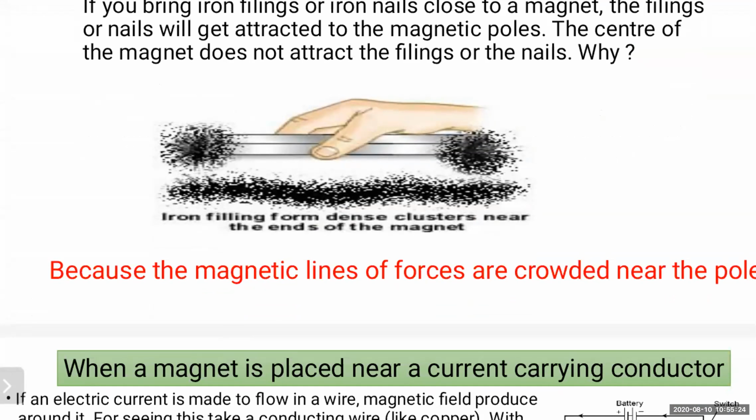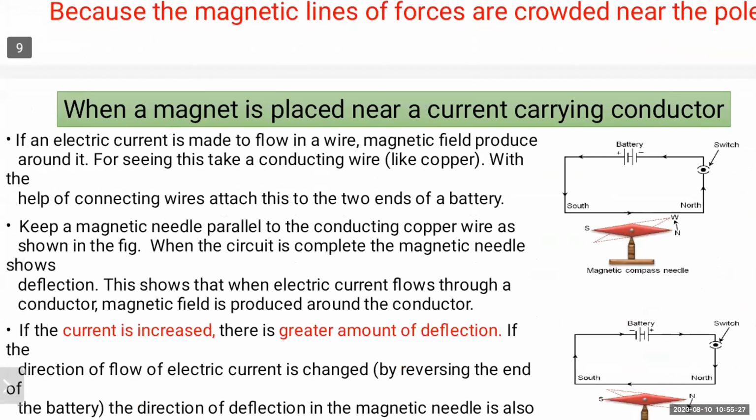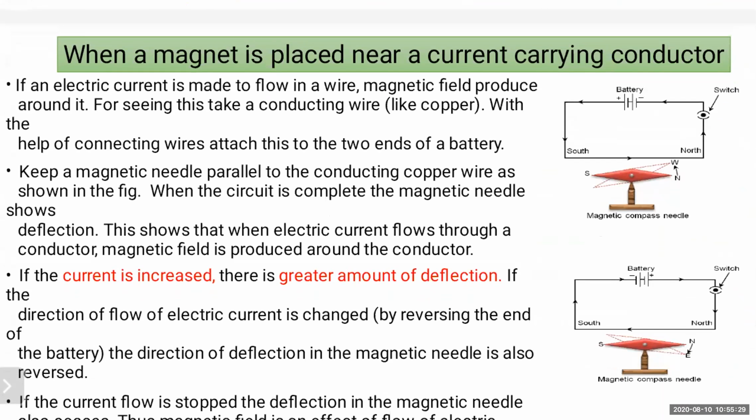Okay, now this is the main topic. The previous slide shows the introductory part of the magnetic effect of electric current that you have already studied in 9th standard. Now we are going to start the magnetic effect of electric current. Here there are two figures that show the magnetic effect of electric current.